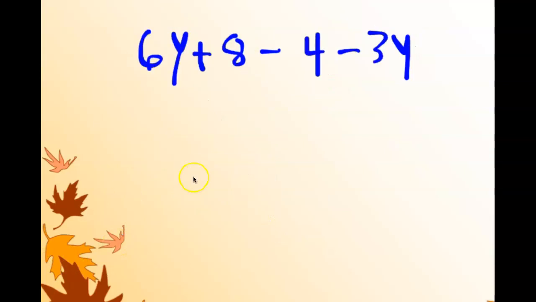Next example, we have 6y plus 8 minus 4 minus 3y. Again, the same concept. Look at the things that are the same. So this is y and that's y. So that's the only one I could put together. So simply 6y minus 3y gives us 3y.